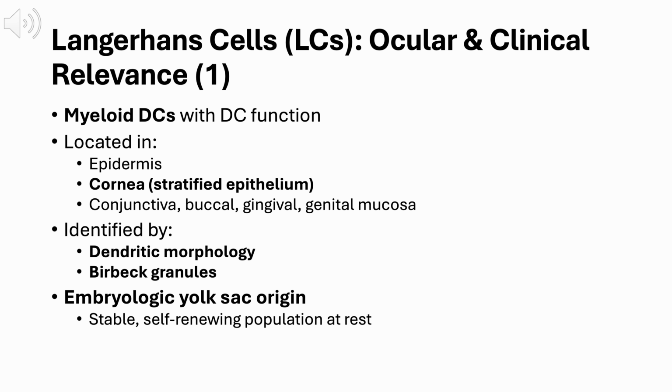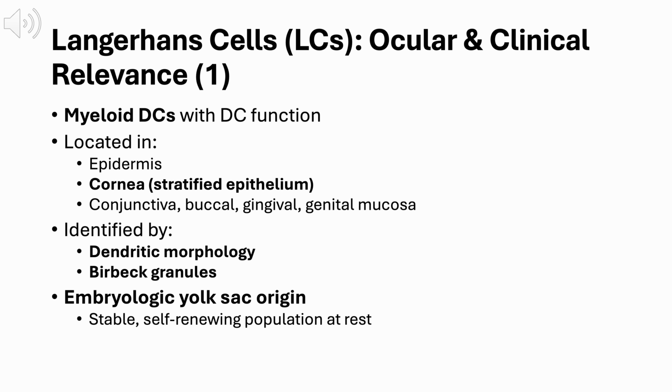Langerhans cells are specialized myeloid dendritic cells that perform the same core antigen-presenting functions we just discussed. They are found within stratified epithelial tissues, including the epidermis, conjunctiva, and corneal epithelium, as well as other mucosal surfaces. They are recognized by their branching dendritic morphology and by characteristic intracellular structures called Birbeck granules. Unlike many recruited inflammatory dendritic cells, Langerhans cells originate during embryologic development from the yolk sac.